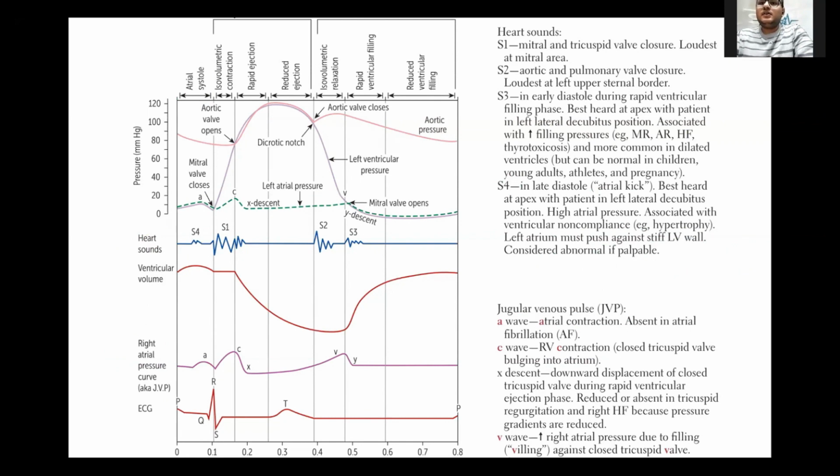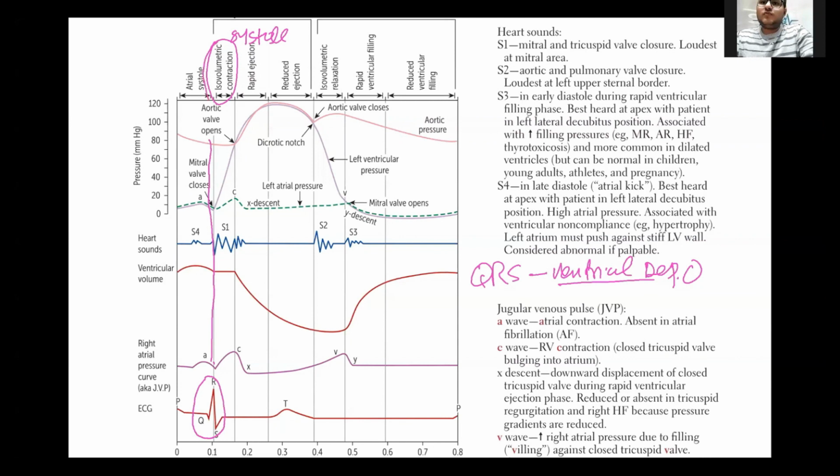I will highlight this color. What are the changes in isovolumetric contraction? We will now discuss systole. Isovolumetric contraction: what will be happening? You know that QRS is ventricular depolarization. Ventricular depolarization produces QRS. So this phase is QRS, and this whole phase has isovolumetric contraction.